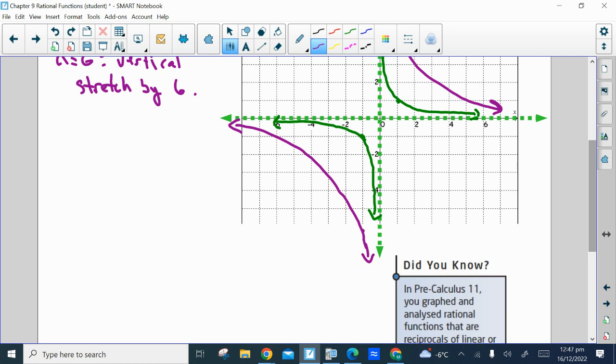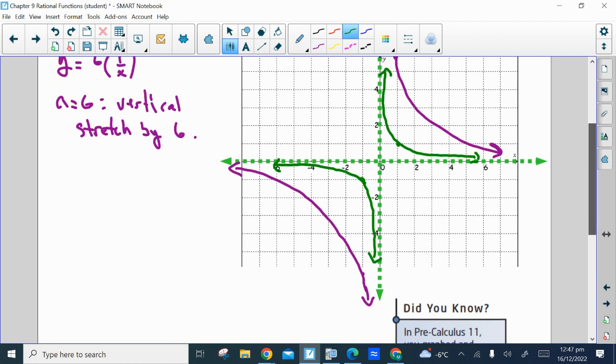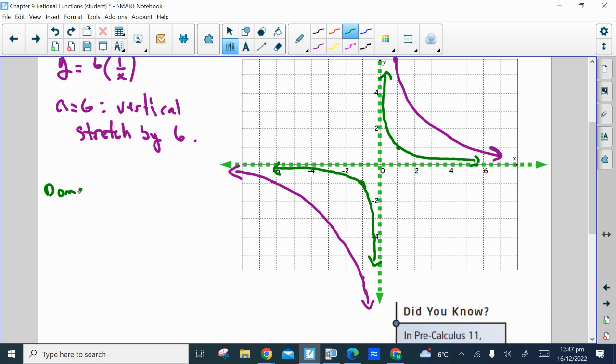Note that the domain and range haven't changed. We still have the same restrictions for x and y. The domain and range have not changed.